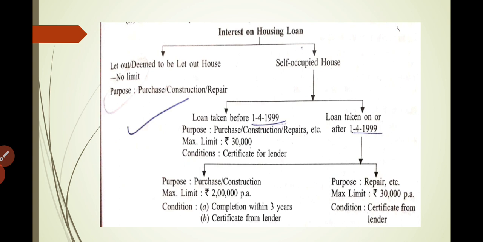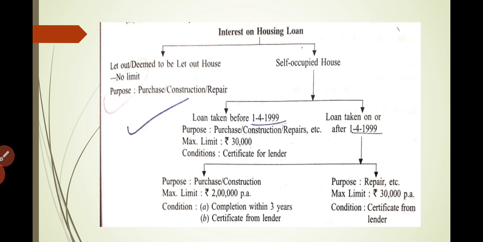I repeat, in the case of let out or deemed to be let out house, there is no limit, that is, the full amount of interest is treated as deduction. Then in the case of self-occupied house, there are two subdivisions: loan taken before 1/4/1999 and loan taken on or after 1/4/1999. For loan taken before 1/4/1999, the loan is taken for the purpose of purchase, construction or repair of houses, etc. The maximum limit of deduction is 30,000.